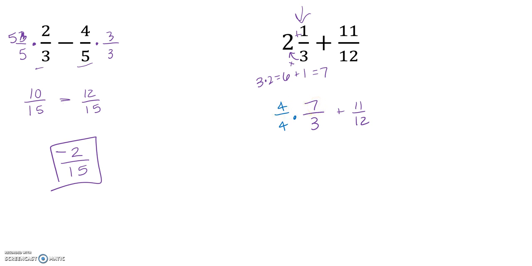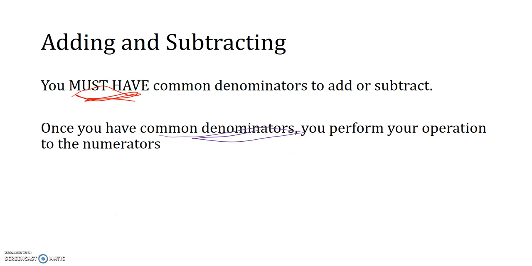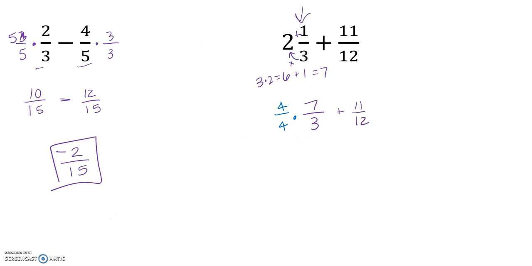So I have to do 4 times 7. Oops. 4 times 7 is 28. And then 4 times 3 is 12. Now that I have the common denominators, I can just add. 28 plus 11 is 39 over 12.